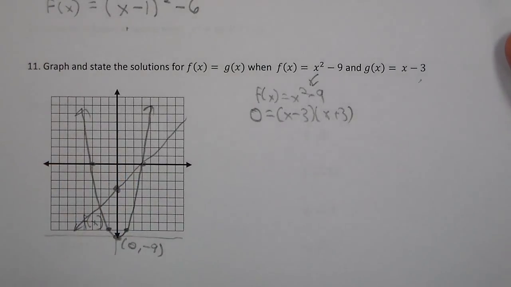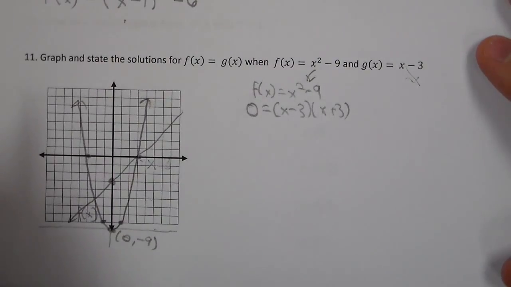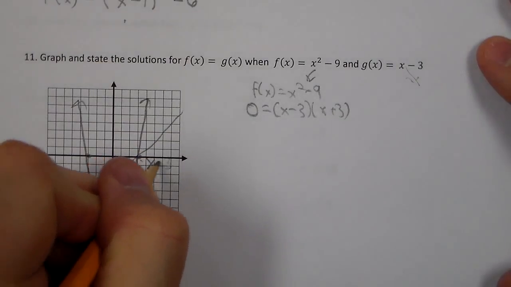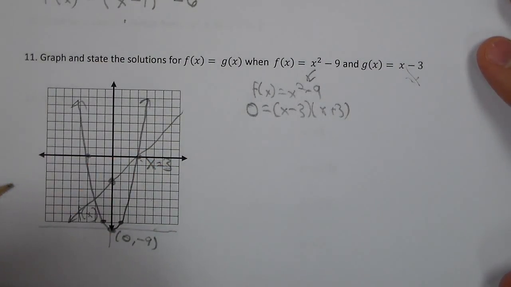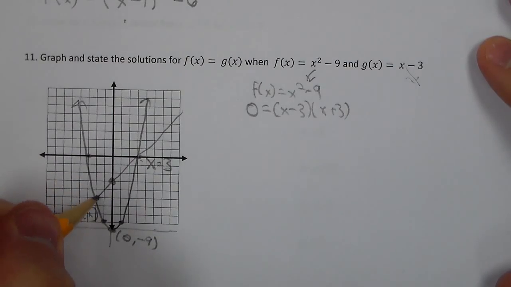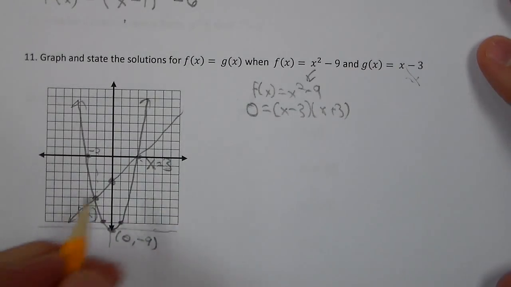So it looks like we have x equals 3 as one of our solutions. So they both meet at 0 there. The other one we've got to find, it looks like down here at negative 2, they do meet. We should check though. So let's check for both of them just to make sure.